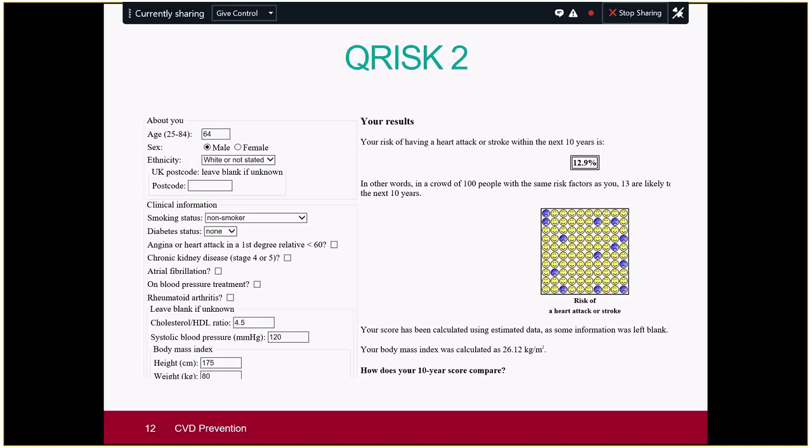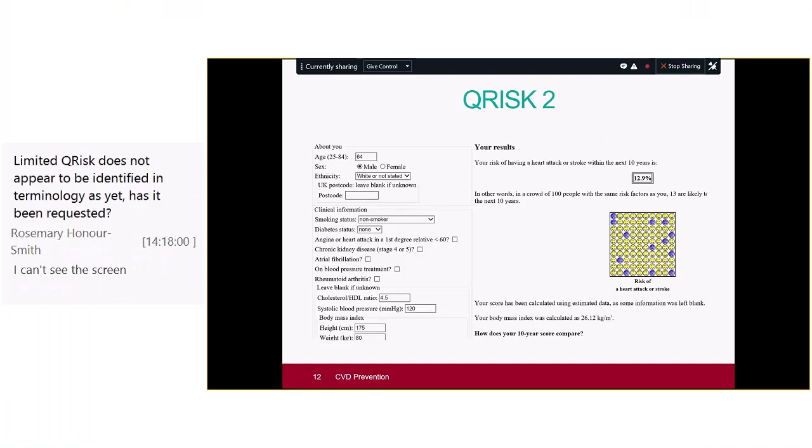I've left the postcode blank. I've kept it as very bland clinical information, and these are just the fields that show up whenever you click onto QRISK. He doesn't smoke, he doesn't have any diabetes, he certainly doesn't have any family history. His cholesterol ratio is 4.5, his blood pressure is 120, his height is 175, and his weight is 80, which gives him a BMI of 26. And this chap's 10-year risk is 12.9%. That's using QRISK2.